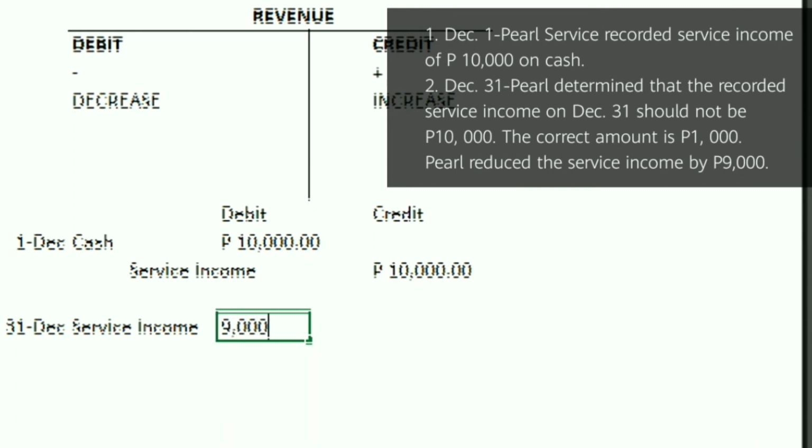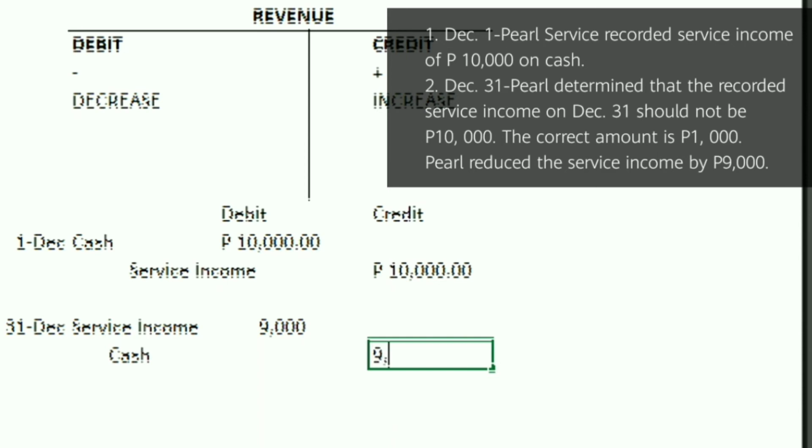And then, kung mali yung income mo, malamang mali din yung cash mo. Kaya babawasan mo rin si cash. So, pag nagdi-decrease kay cash, from normal balance na debit, so pag nag-decrease, credit. Kaya, i-credit natin si cash ng same amount.